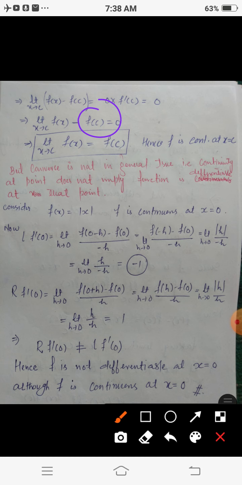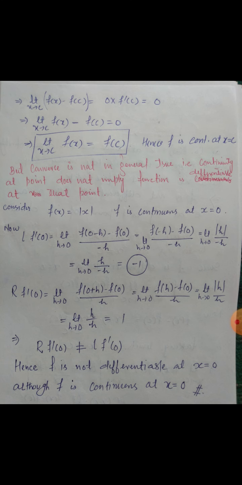So simply by transferring to this side, limit x tends to c of f of x equals f of c. So the limit exists and the value of the limit equals the value of the function at the given point. This means that f is continuous at x equals c. So differentiability at a point implies continuity at this point, but its converse is not true. That is, continuity does not imply, in general, differentiability at the given point.